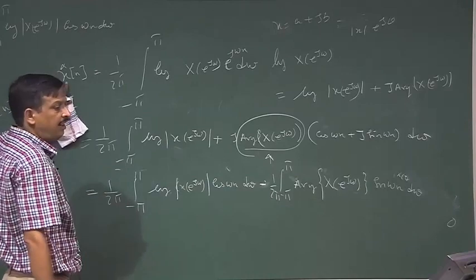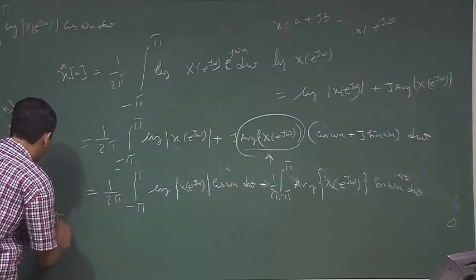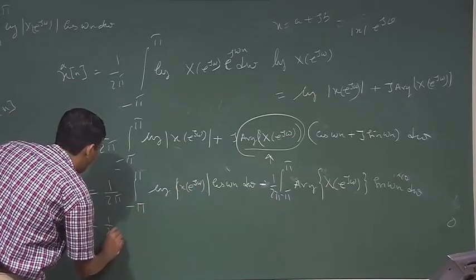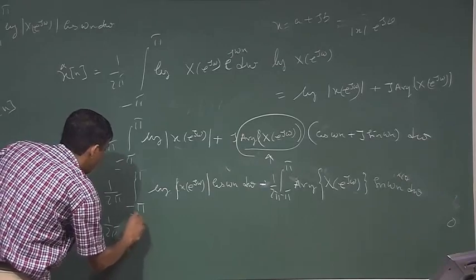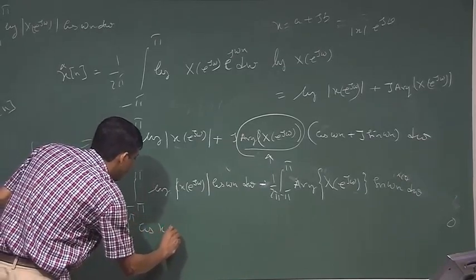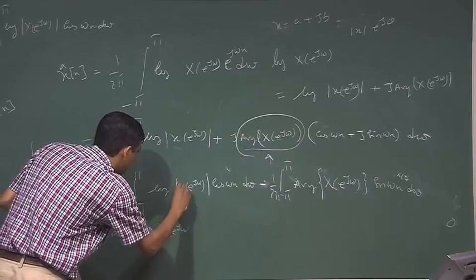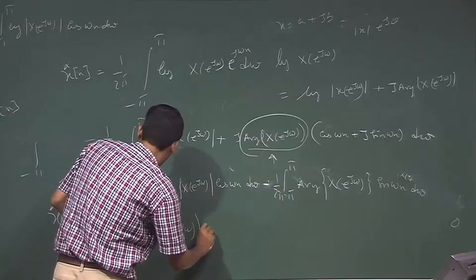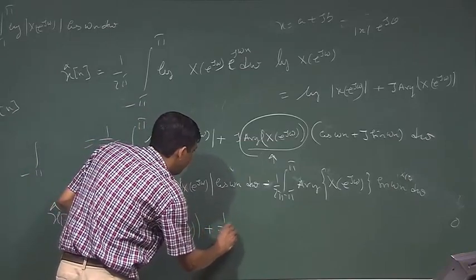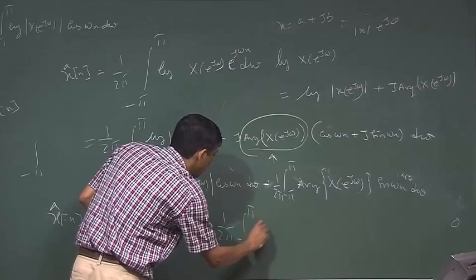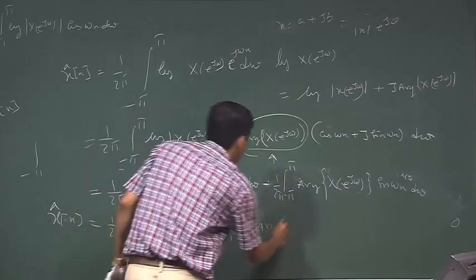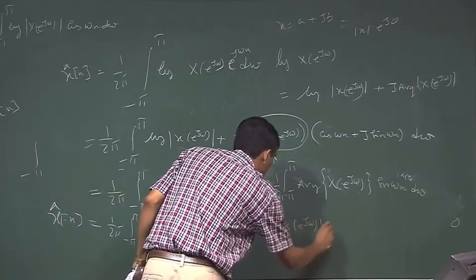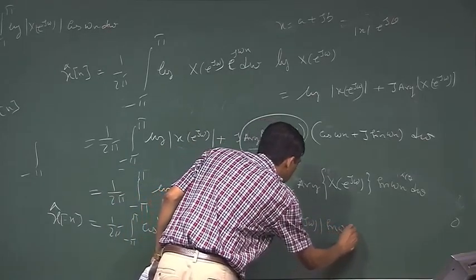Okay, so this is x cap n. Now, what is my x cap of minus n? This will be only plus. So it is nothing but 1 by 2 pi, integral from minus pi to pi, of log of mod capital X(e to the power j omega), plus 1 by 2 pi, integral from minus pi to pi, of arg X(e to the power j omega) sin omega n d omega.